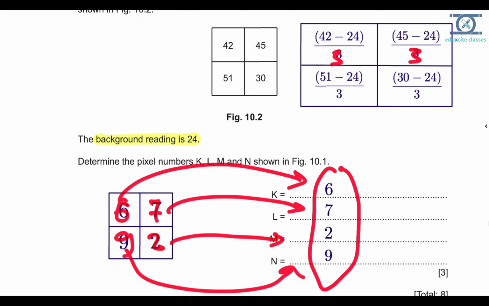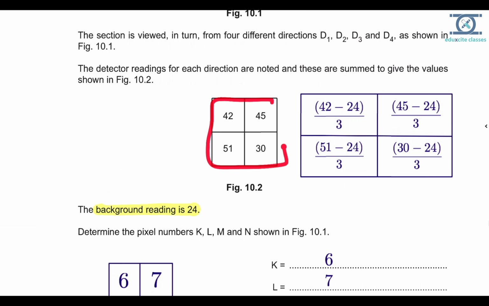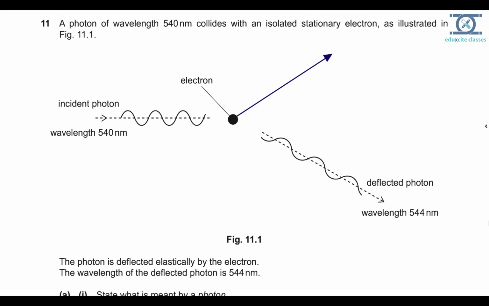So this is the right answer. What you are supposed to do is, whatever the value given to you, first step is subtract the background reading and then divide it by the number of turns. You will get your answer. Okay. Now the question number 11.